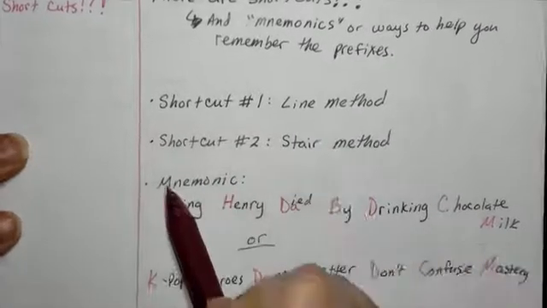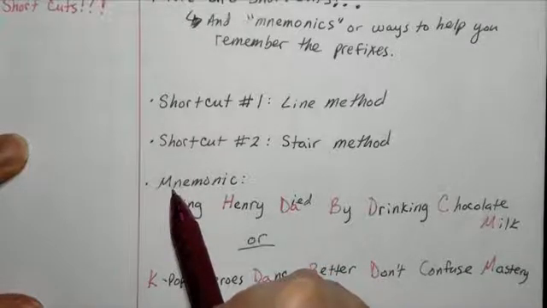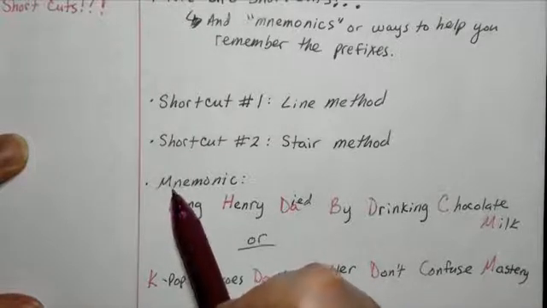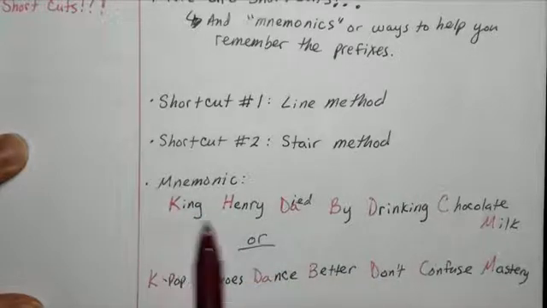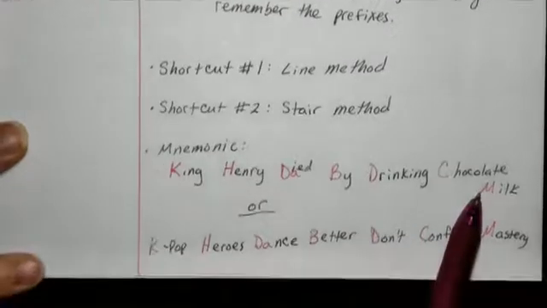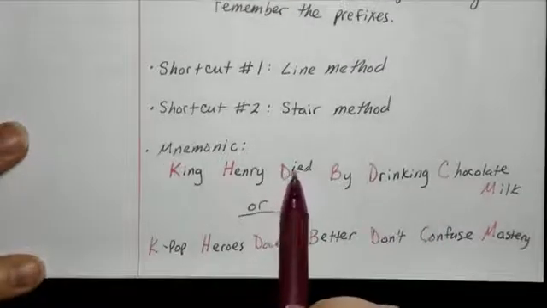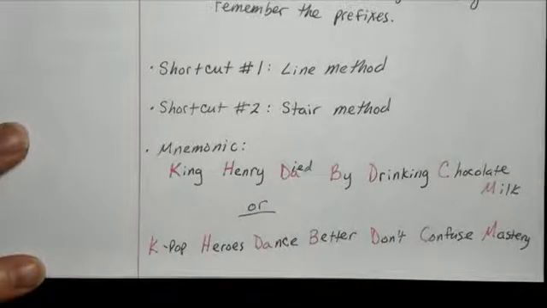And then there is a mnemonic, or a memory device, that you can use to try to remember what order each of our prefixes are in. So the one that a lot of people use is King Henry died by drinking chocolate milk. But DA for Deca, it doesn't really work with died. So I made this a little better. How about K-pop heroes dance better?